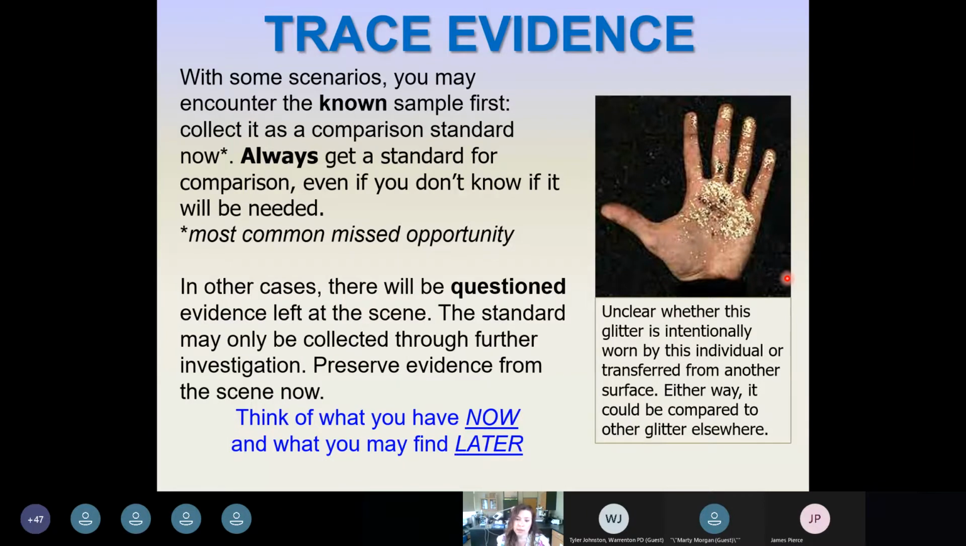Or you may end up coming across the suspect vehicle first and notice that there's, again, glitter all over in the back seat or in the trunk compartment, and you may not know where this glitter came from, but if you collect a sample of it and preserve it, it may be at a later time you would come across a known source of the glitter that we could then compare. So really think about what you're encountering and what you might be able to find later when you're collecting samples and when you're at the scene.